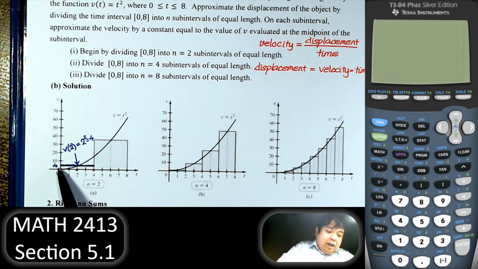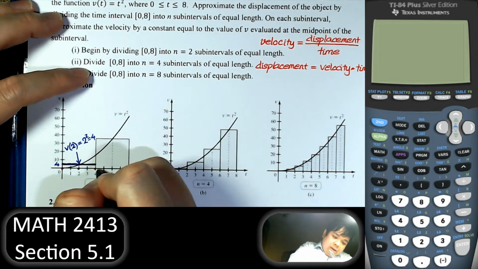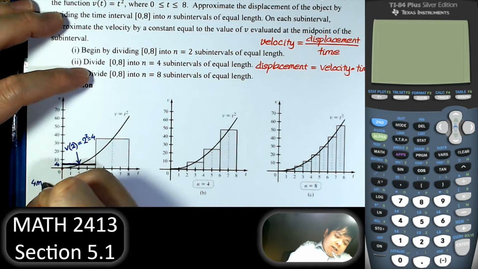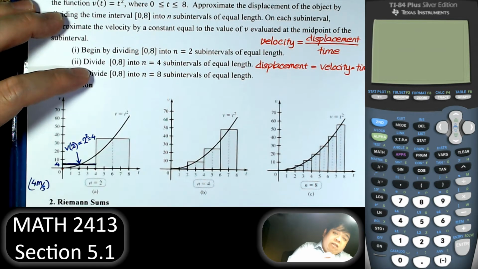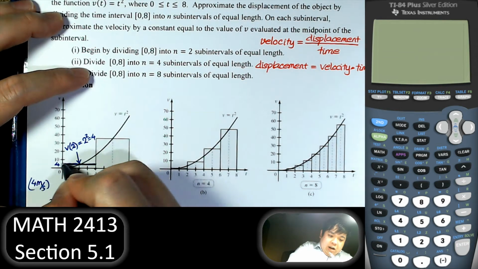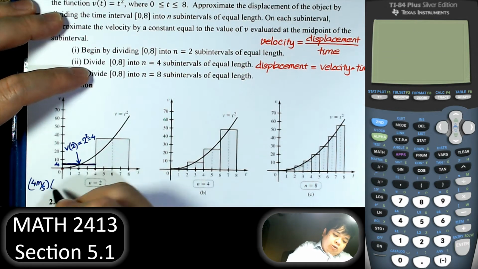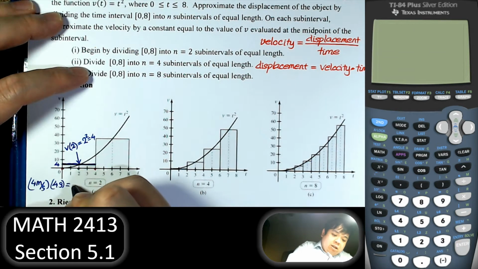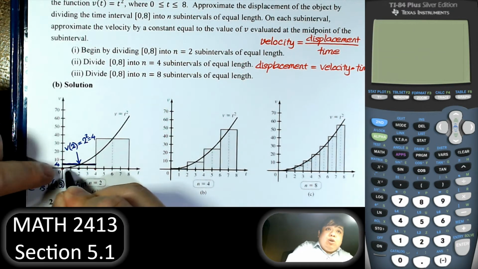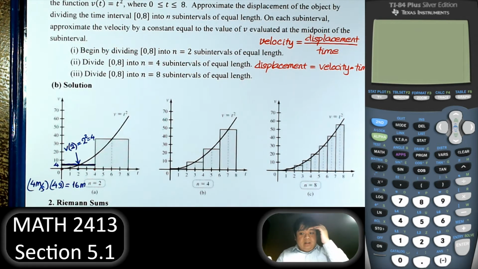If it is a constant velocity times time, 4 meters per second times 4 seconds, this will be 16. So from 0 to 4, the object travels 16 meters. That 4 meters per second is the average velocity of that interval, times the 4 seconds, which gives us 16 meters.